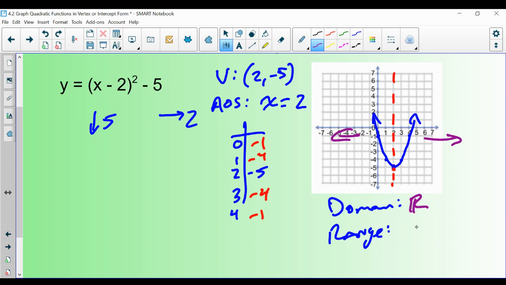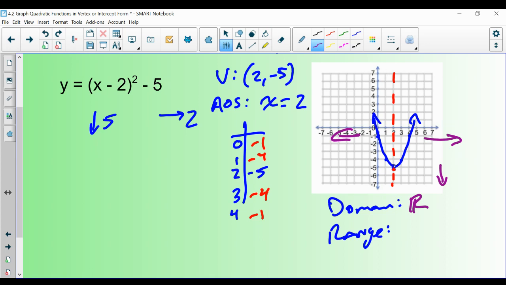The range, however, is always going to have a restriction on it. This graph doesn't go down forever, right? You guys would hopefully agree with that. What this graph is doing as you go from left to right, it's going down, down, down, and then it hits at the vertex, and then it bounces up. So what y values does it ever achieve?